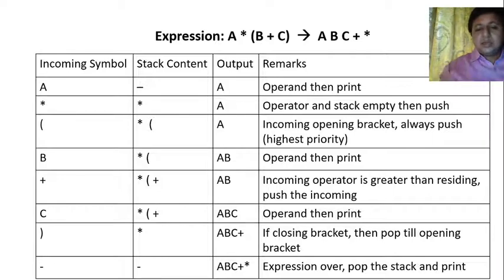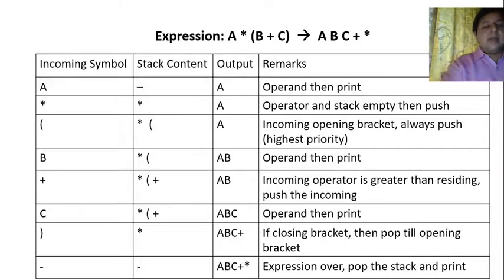So if you've understood, I had incoming plus, residing opening bracket. Just now we said residing opening bracket has got the least priority. So plus being incoming and having greater priority is pushed onto the stack. Next C, which is printed. So ABC is the current output.